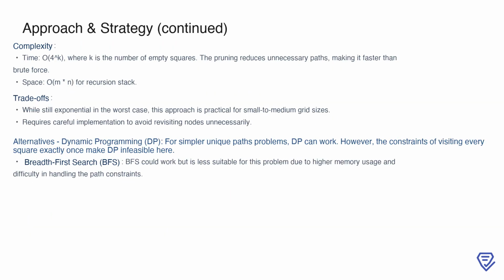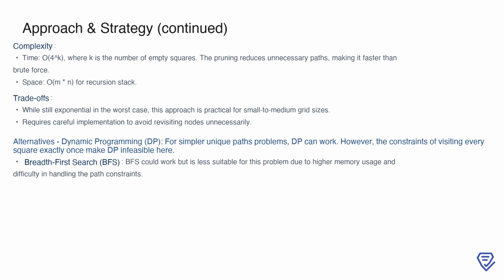The complexity of this optimized approach remains 4 to the power of k in the worst case, where k is the number of empty squares, but pruning significantly reduces the number of paths explored compared to brute force. The space complexity is m*n, accounting for the recursion stack and the visited state of the grid. While the approach is still exponential, it is practical for small to medium grid sizes and avoids the inefficiencies of brute force. However, there are trade-offs. Careful implementation is needed to avoid revisiting nodes unnecessarily, which could negate the benefits of pruning.